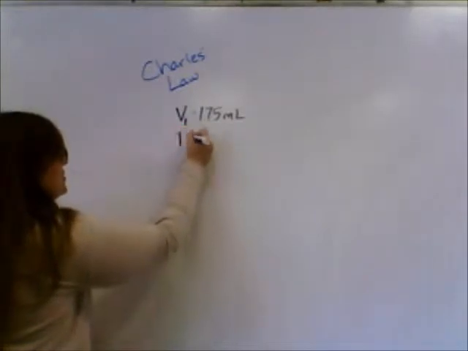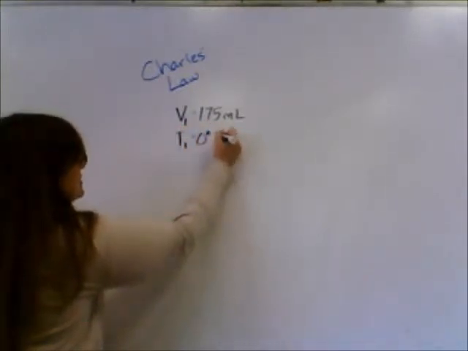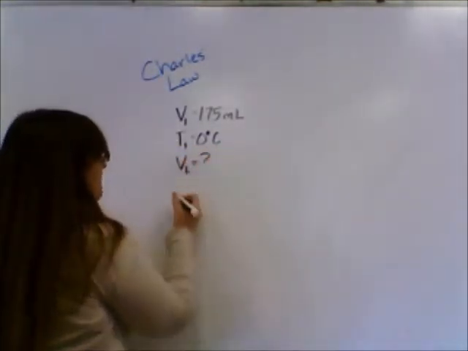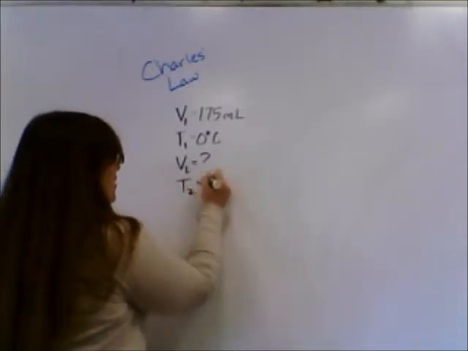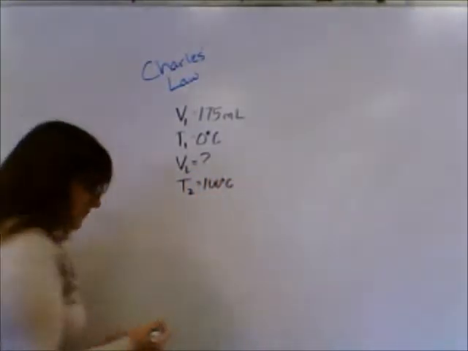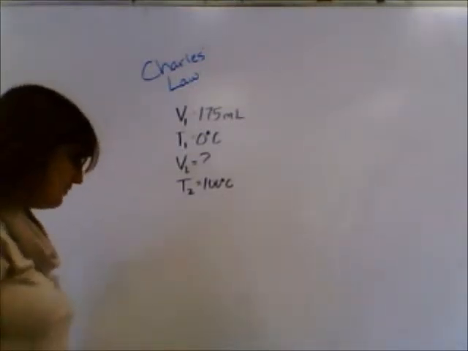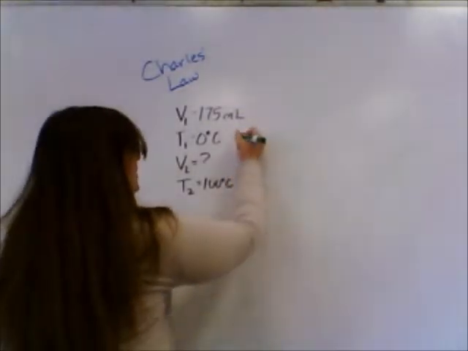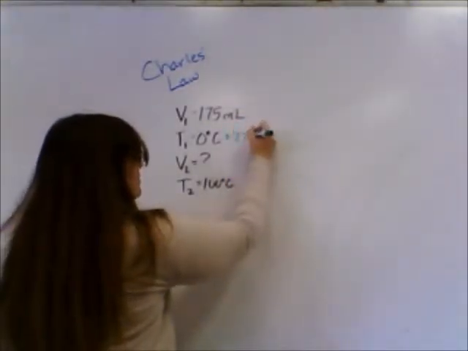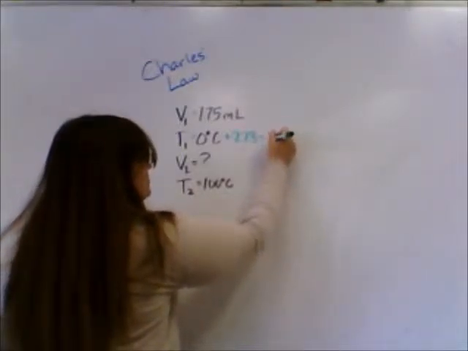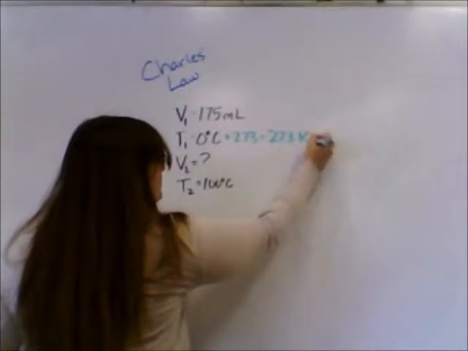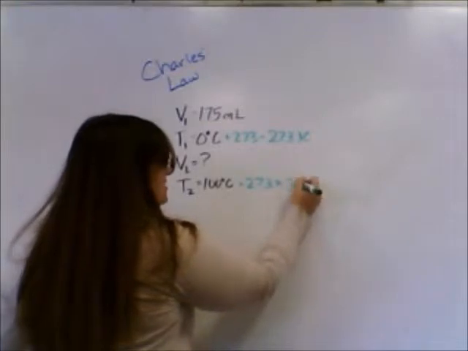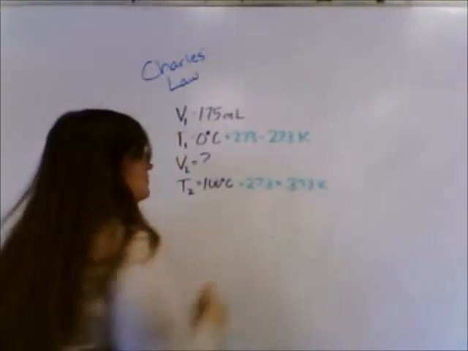Our first temperature is going to be 0 degrees Celsius. Now we want to find our volume 2. We don't know that yet. And our temperature 2 is 100 degrees Celsius. First things first, we need to convert those pesky temperatures into Kelvin. Really simple, we just add 273. So that gives us 273 Kelvin for temperature 1. We add 273 here, so we get 373 Kelvin for temperature 2.